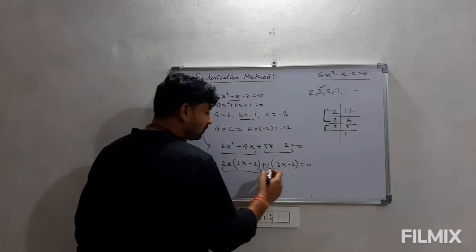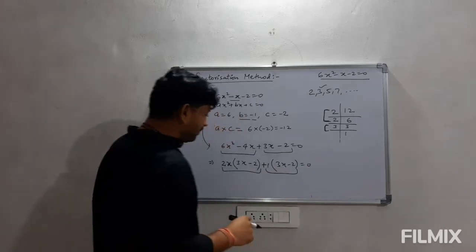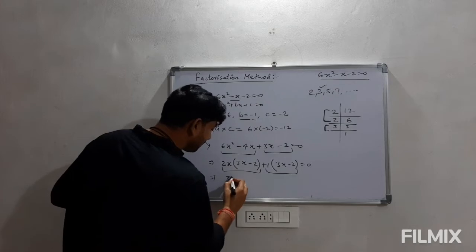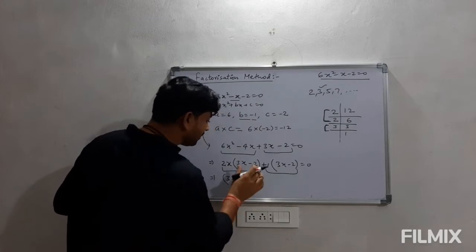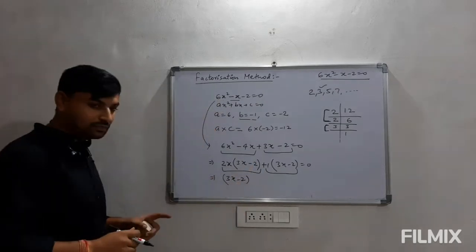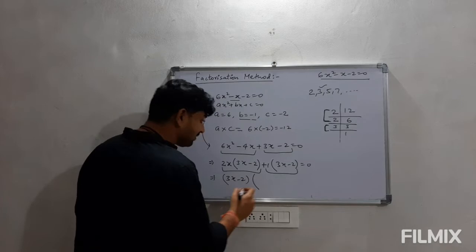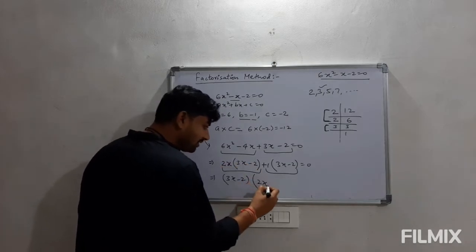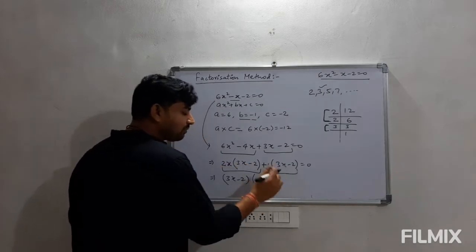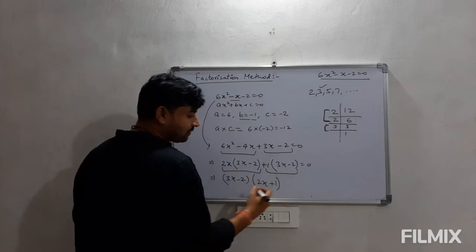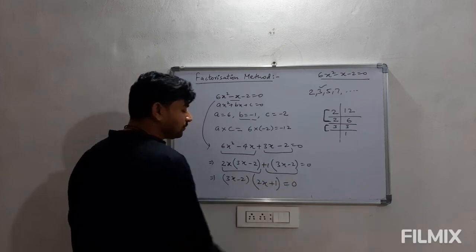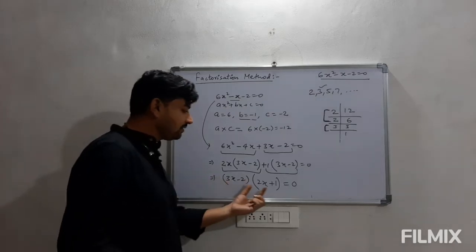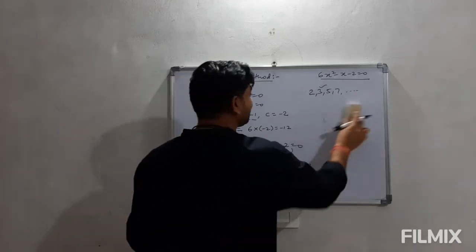Now we have only 2 terms in product form. So out of these 2 terms this bracket is common, so we will separate this 3x minus 2. इस ब्रैकेट को हमने सेपरेट कर लिया. अब हमारे पास इस टर्म से सिर्फ 2x बचा, तो हमने 2x लिख दिया, और इस टर्म से हमारे पास +1 बचा, तो हमने +1 लिख दिया, एंड इट इज इक्वल टू 0. नाउ these are the factors of this quadratic equation.